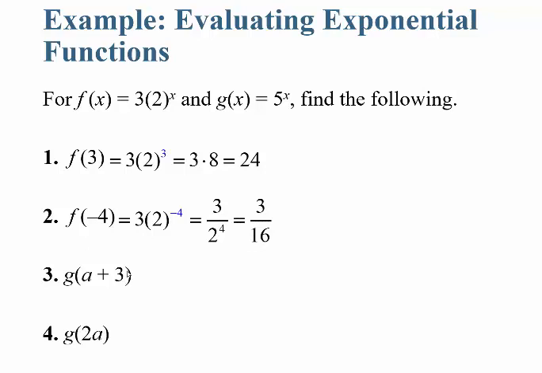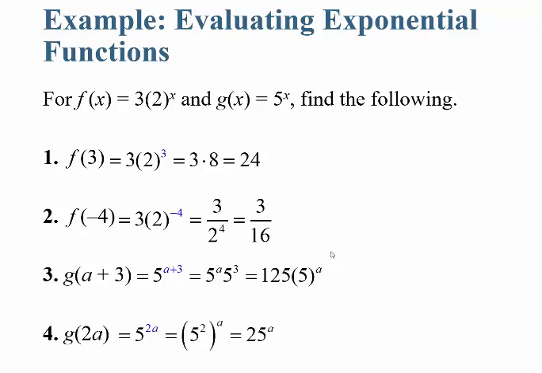All right, g of a plus 3, just simply plugging in a plus 3 for x. Well, remember, you can split this up because when you add the exponents, it was really multiplying. So I broke this up as 5 to the a times 5 cubed. Well, we know 5 cubed is equal to 125. So this is just 125 times 5 to the a power.